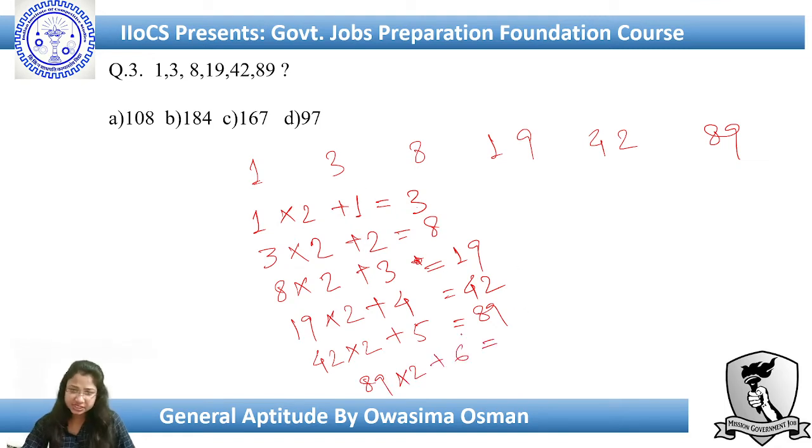Because the multiplication of the previous term by 2 is fixed, and the addition is in AP series, in consecutive numbers, our required answer will be 89 into 2 plus 6, and it will be 184. Okay guys, clear? So our answer will be option B, 184.